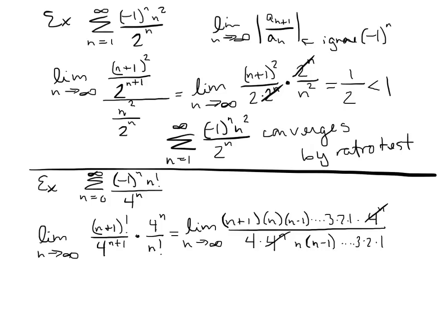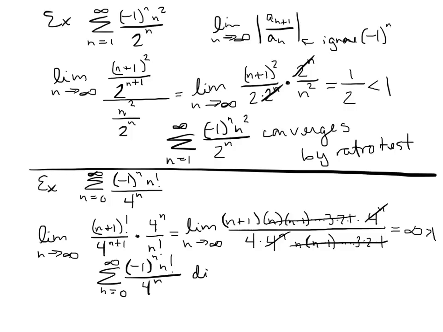The 4 to the n's cancel. The whole n through 3 times 2 times 1 cancels. And now if I plug in infinity in this limit, I get infinity, and infinity is bigger than 1, so this diverges. The sum from n equals 0 to infinity of negative 1 to the n, n factorial divided by 4 to the n diverges. It diverges by the ratio test. All right, next test.